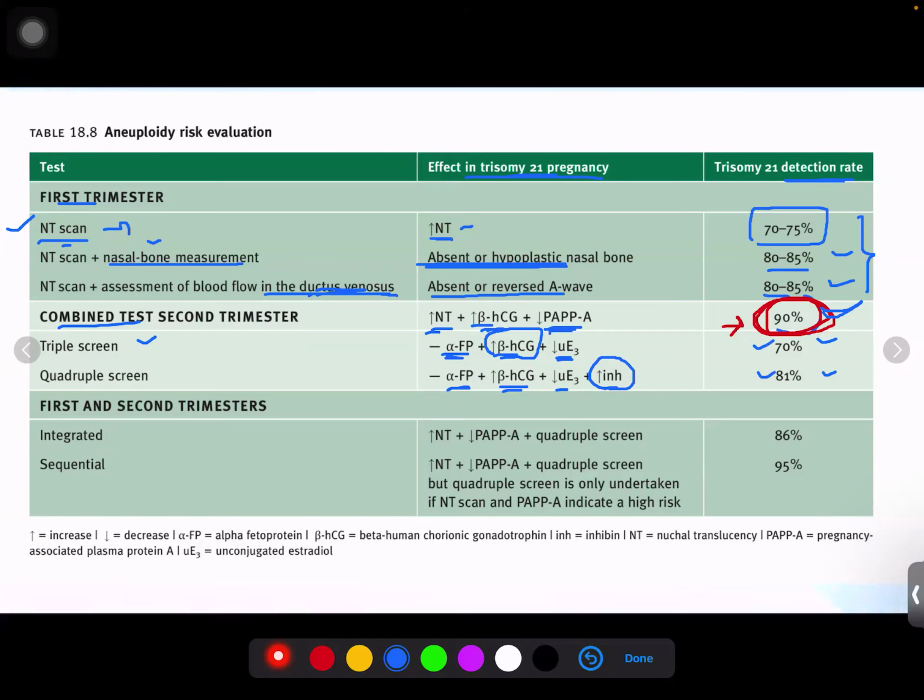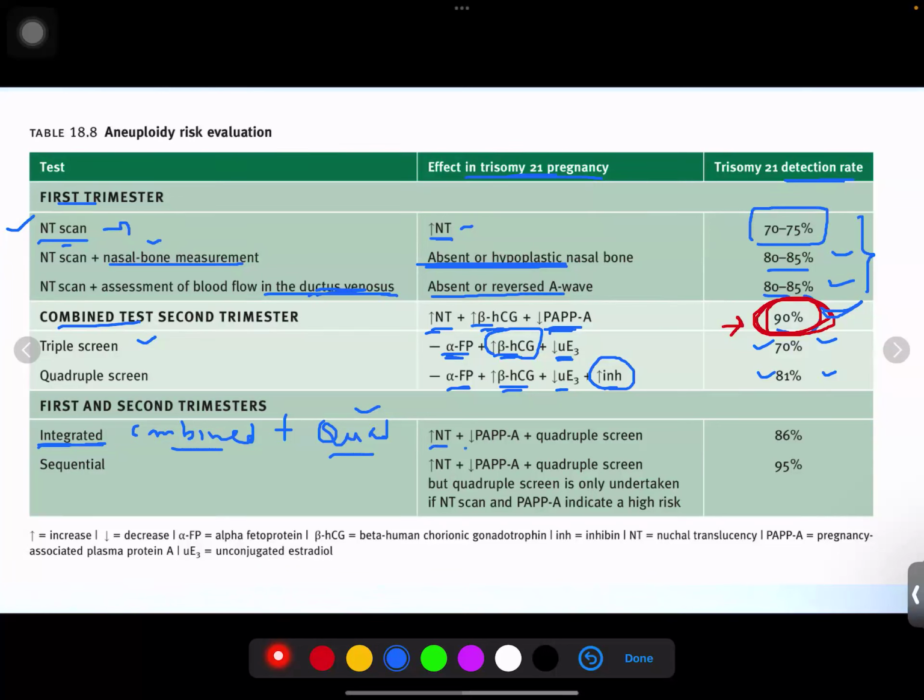Now, there are a few additional tests, not more, and one is the integrated test. What is integrated? Integrated actually means you combine two tests: one is the combined test and then the quadruple test. You add the first trimester biochemical screening to the second trimester screening. You do both tests in the patient.